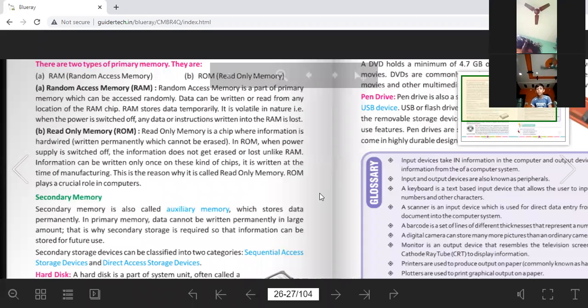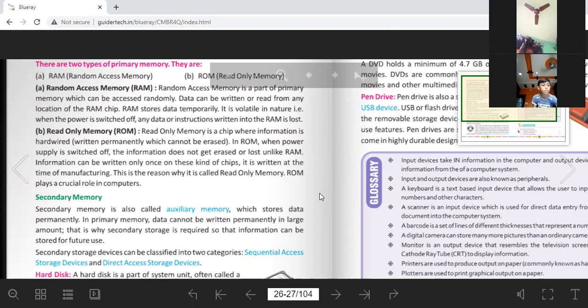Data can be written or read from any location of the RAM chip. RAM stores data temporarily. It is volatile in nature, that is, when the power is switched off, any data or instructions written on RAM is lost.